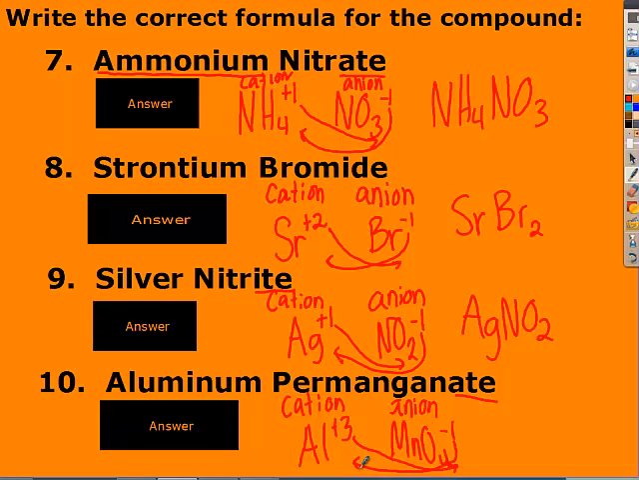I will have 1 aluminum and 3 permanganates. You need parentheses: Mn, O4, and I need 3 of them. Okay. And here are all my formulas. So please check and make sure that you're doing everything right, and then move on. Last part.